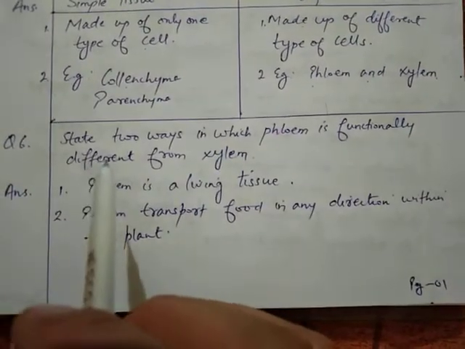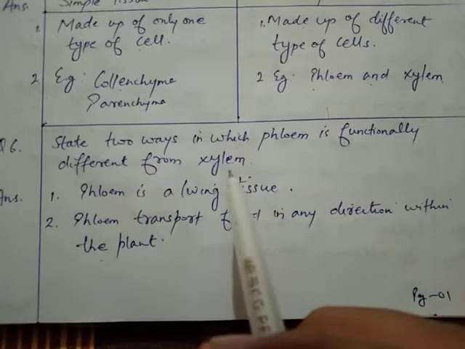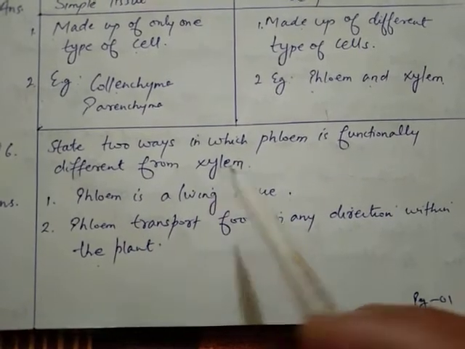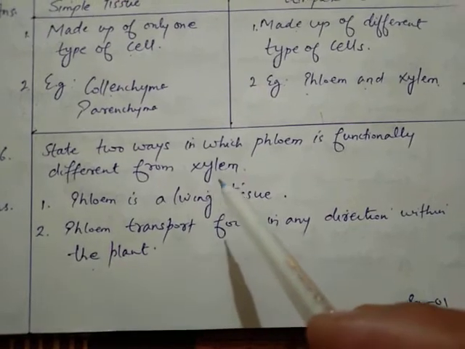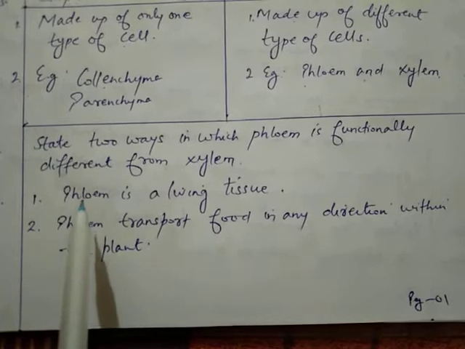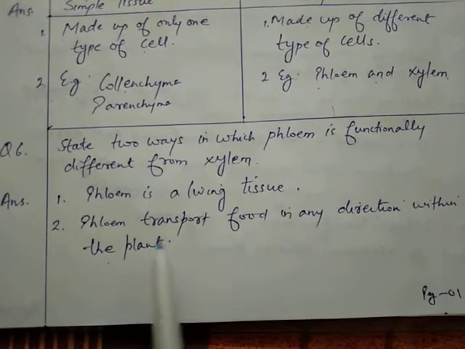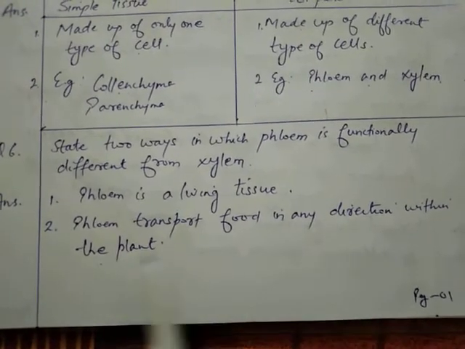Question 6: state two ways in which phloem is functionally different from xylem. First point, phloem is a living tissue, and second, phloem transports food in any direction within the plant.